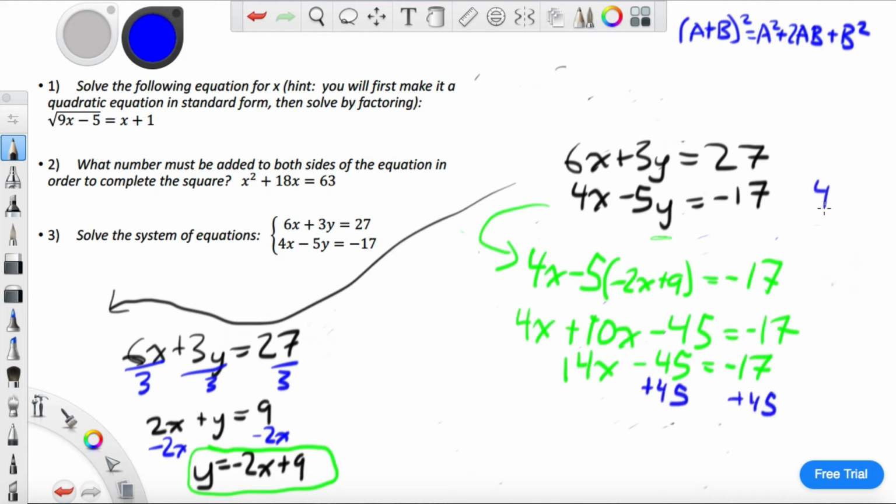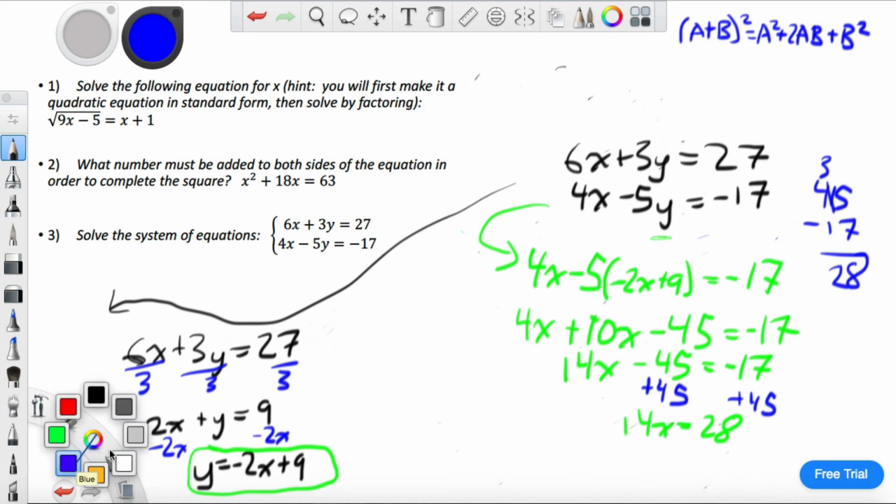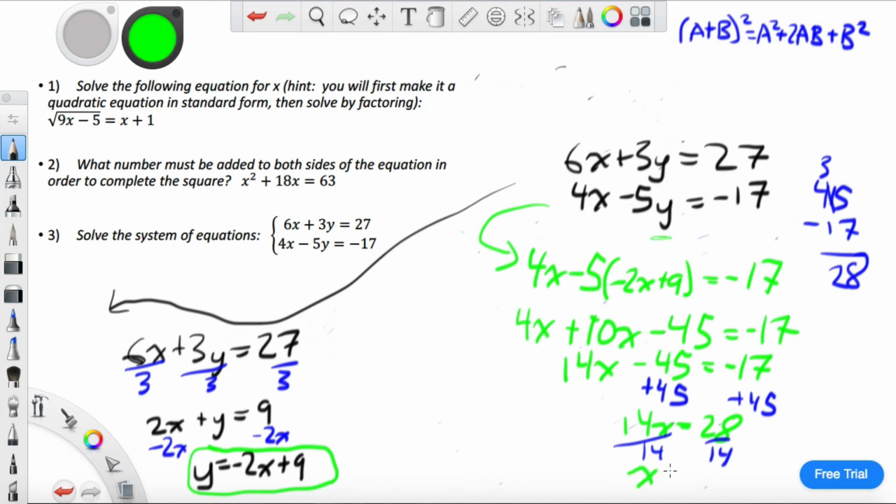And let's see, 45 minus 17, borrow, 28. So I'm going to end up with 14x equal to 28. Well, that's pretty cool, right? It's pretty cool because when I divide both sides by 14, I get that x equals 2. All right? Halfway done. Now I just need to plug x equals 2 right into here, right?